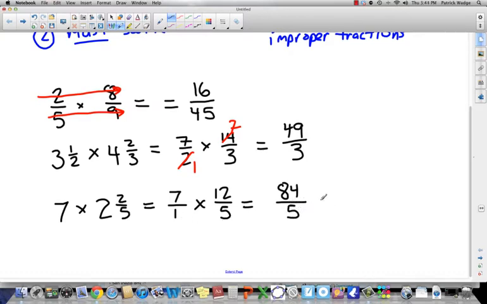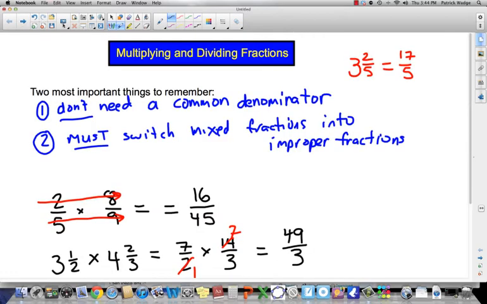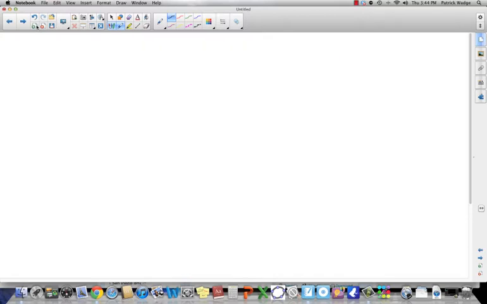We're finished. If you want, you can put it into a mixed fraction, but it's totally okay to leave it like that. All right, I think that's about all I have to say for multiplying. Let's go on to dividing. Whoops, let's not do that yet. Let's do this. There we go.